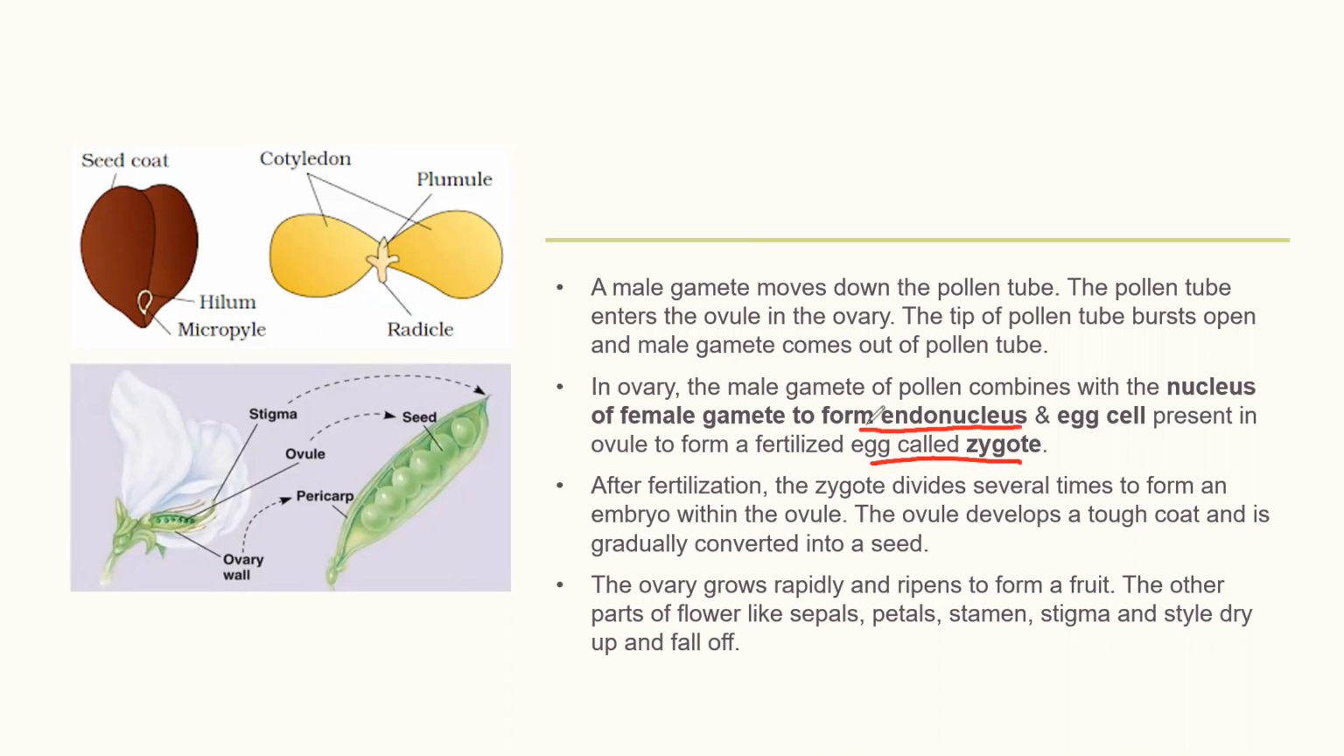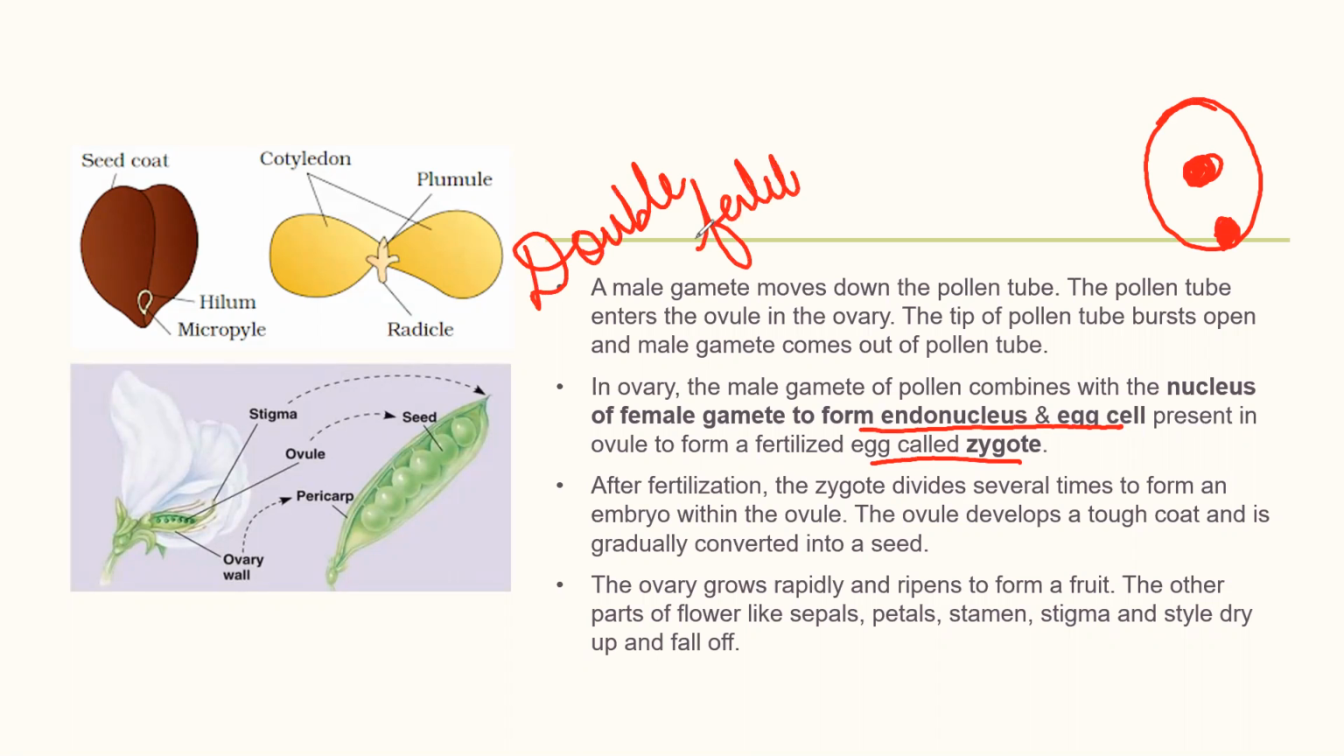So here, two fertilizations take place, one with the nucleus which is present at the center and another one with the egg cell which is present at the end. So the type of fertilization that takes place in flowering plants is double fertilization.